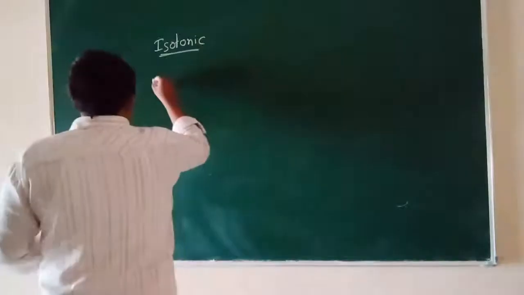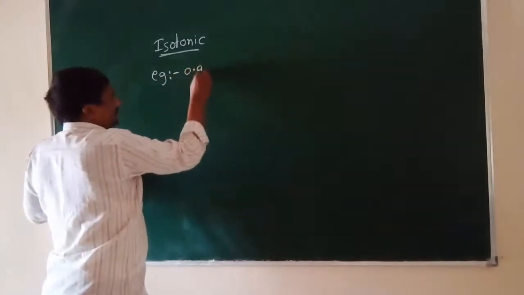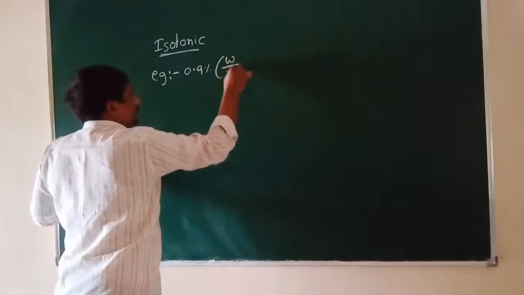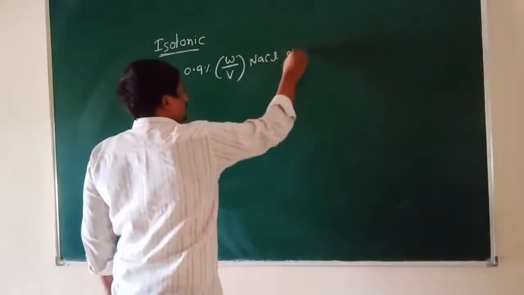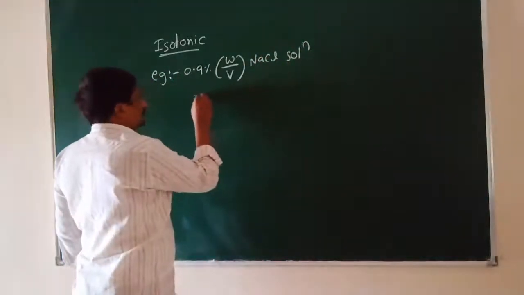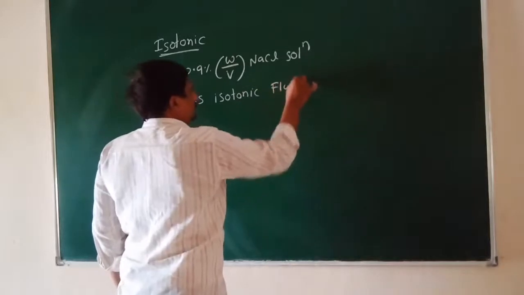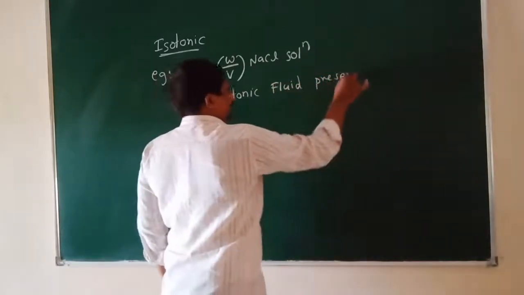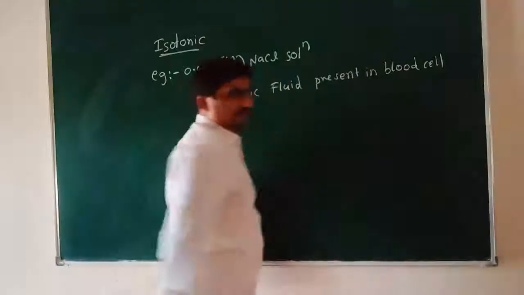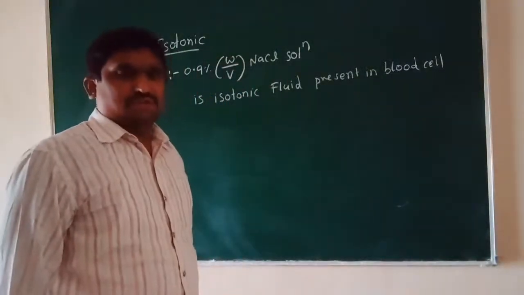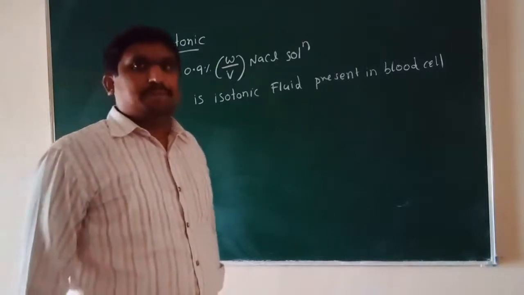The best example for an isotonic solution is 0.9 percentage W by V NaCl solution. It is isotonic with the fluid present in the blood cell. It is the best example we can say for the isotonic solution.